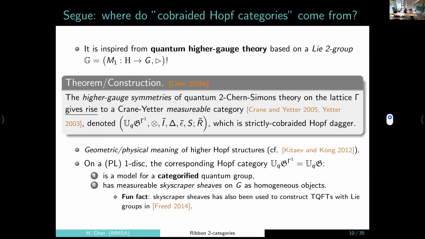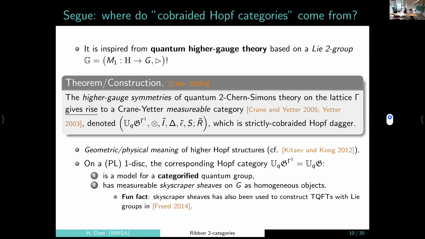And also, if you specialize to a lattice, which is essentially a PL1 disk, so it's just an edge which connects to one vertex in a loop, then I would understand this thing as essentially a categorified quantum group. Again, I'm hiding a whole bunch of analysis that you have to do, but the type of analysis that you have to do has already been done by Crane again. So that's what this is.